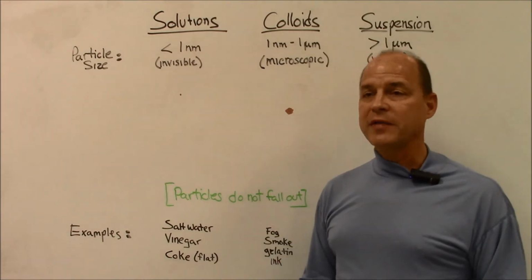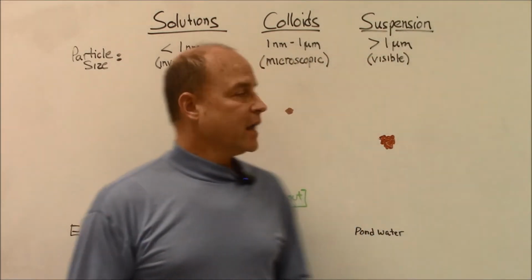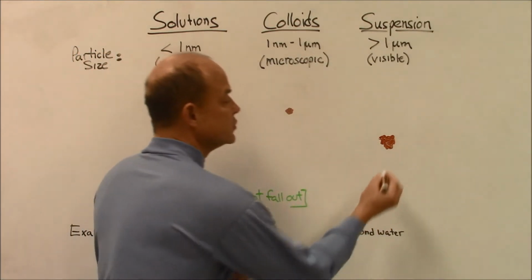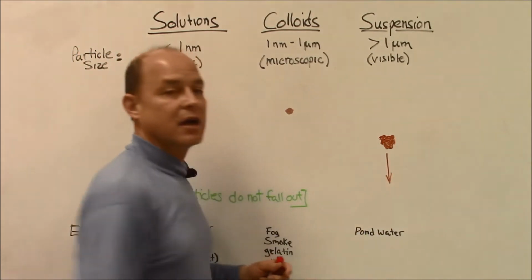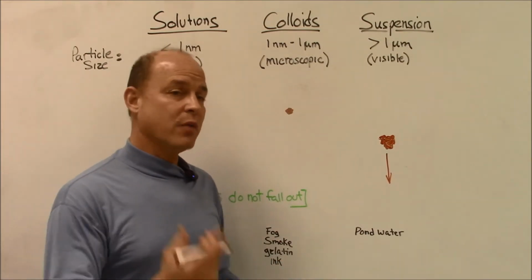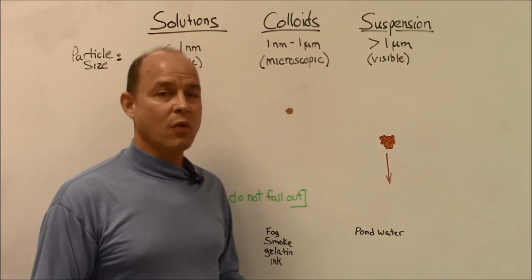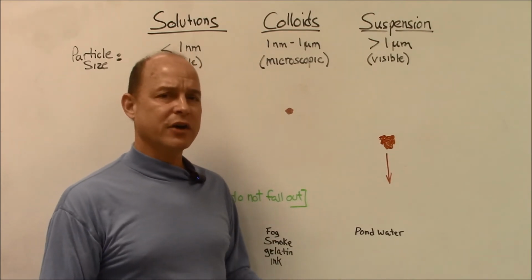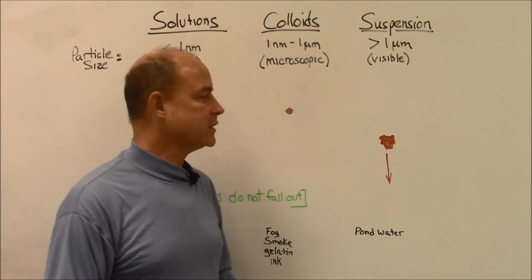Previously, when we've talked about this, it's been helpful for me to say that in a suspension, the particles are so large that they fall out. The go-to example has always been the sample of pond water that I have in my classroom. If someone shakes it up, then yes, it's all cloudy and murky, but after a while it will all settle down.